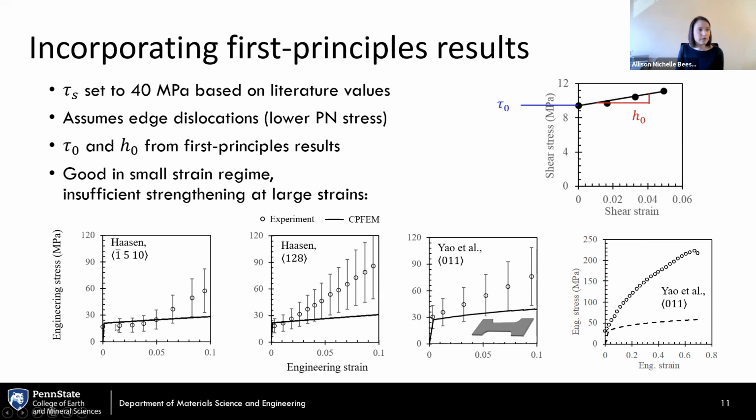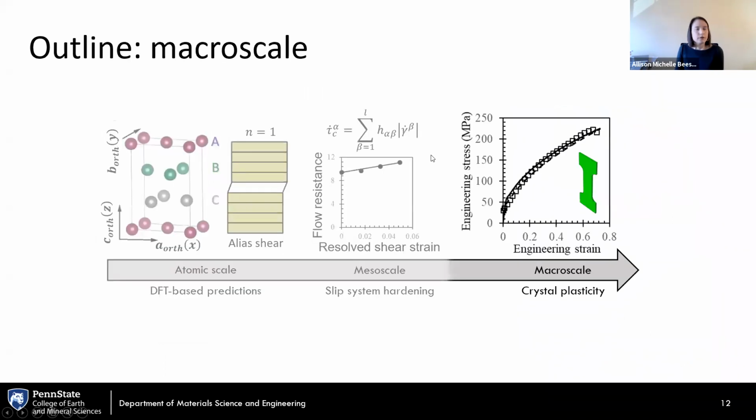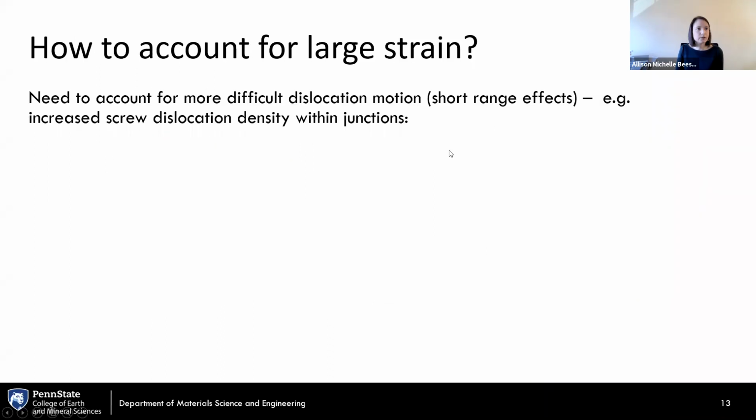So you can see that, okay, we can capture a little bit the behavior at the small strains, but once we get to large strains, we're not able to capture that, right? And so this is kind of signaling that this reliance on just edge dislocations and their contribution isn't enough to describe the full stress-strain behavior of these materials. And I also should point out that these are for different directions as noted in the brackets. Okay. So the next step then is to say, well, let's look at our macro scale results and how do we account for large strain?